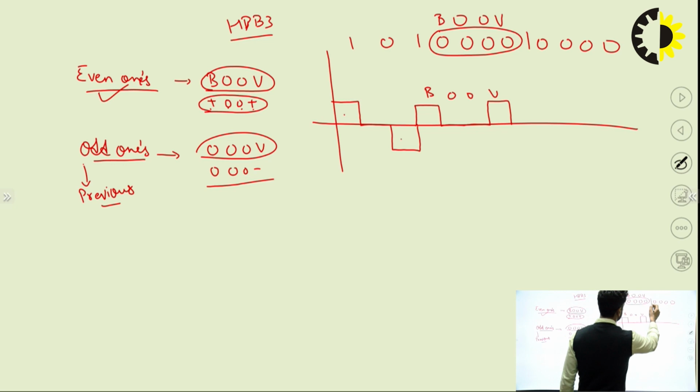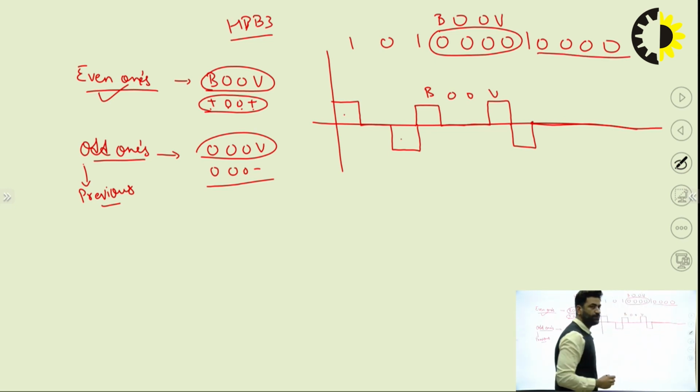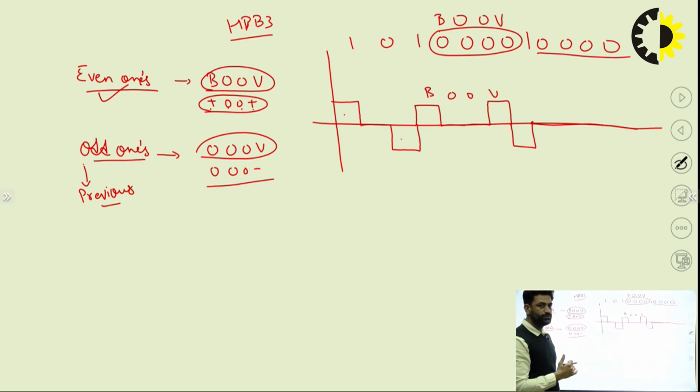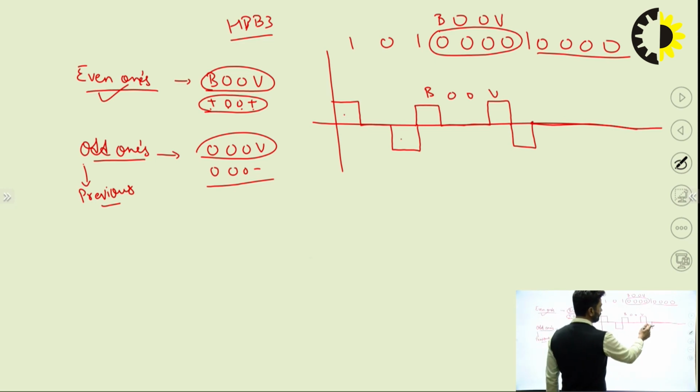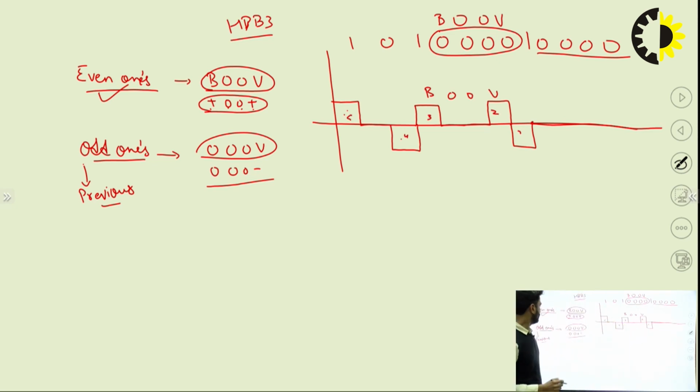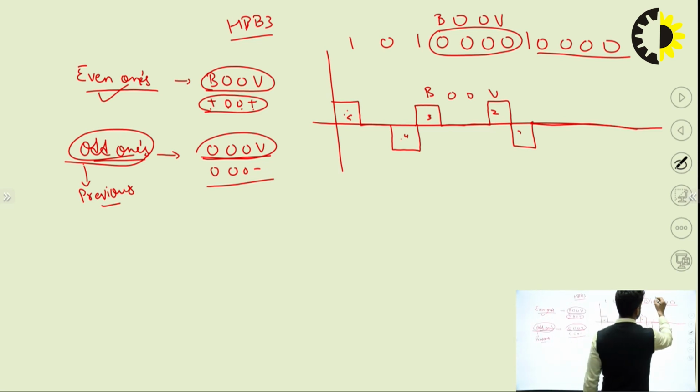Now for the next one, the last voltage is positive, so we will do negative because it will follow the AMI rule. Now again 4 zeros will come. We have to count the previous non-zero pulses: 1, 2, 3, 4, 5. There are 5 pulses. When the previous pulse count is odd, the 4 zeros will be replaced by 000V.